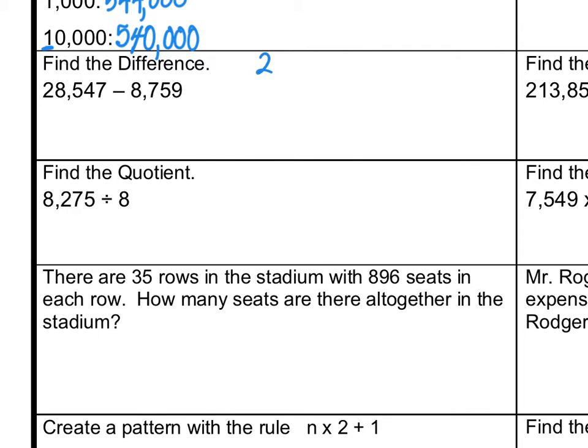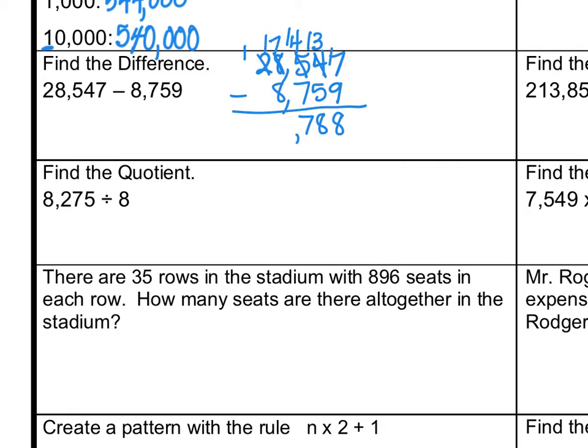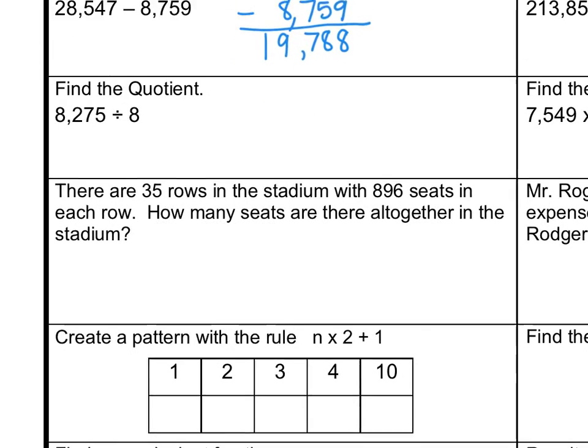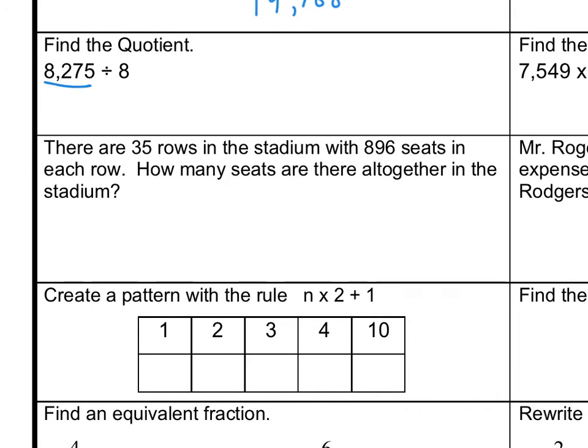Find the difference. 28,547 minus 8,759. Here we go. 7 minus 9, we have to borrow. 17 minus 9 is 8. 3 minus 5, we have to borrow. 13 minus 5 is 8. 4 minus 7, we have to borrow. 14 minus 7 is 7. 7 minus 8, let's borrow again. 17 minus 8 is 9. And bring down the 1. 19,788.